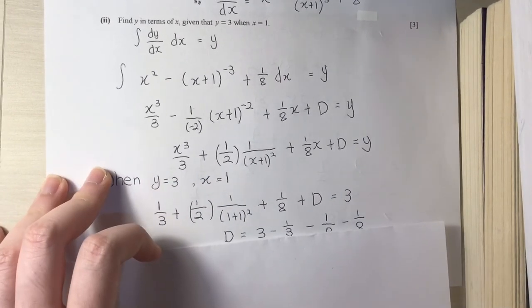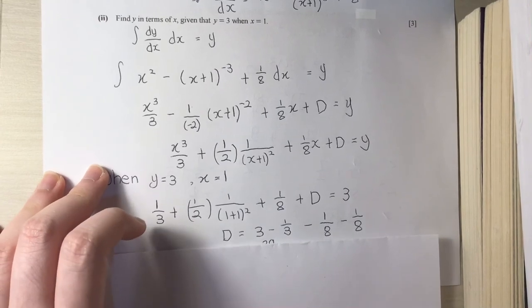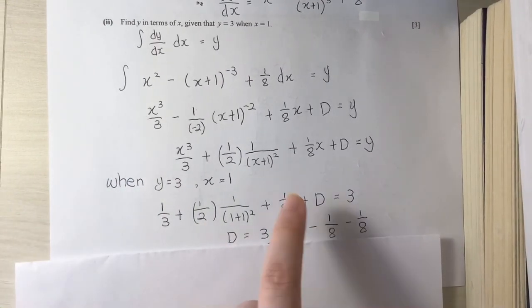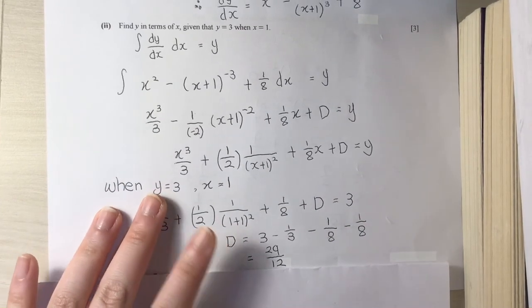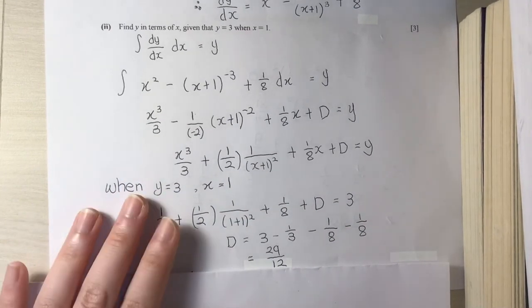Then we will be able to find d in this way by shifting the d to one side, the remaining figures on the other side. You'll be able to find that d is actually equal to 29 over 12.